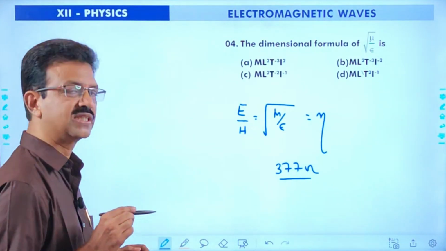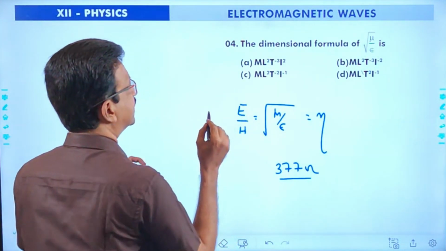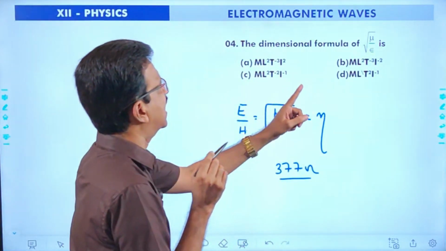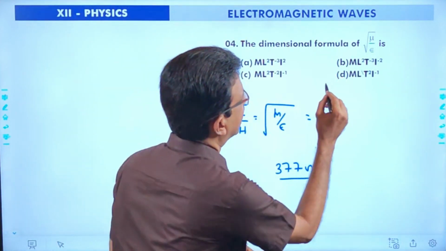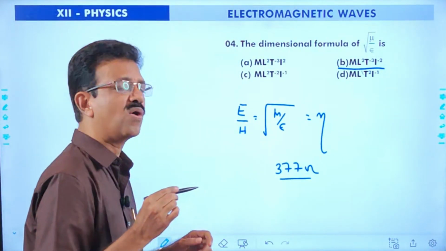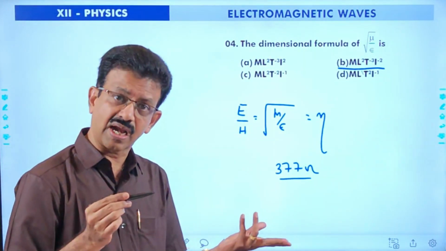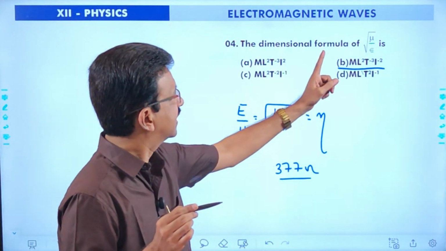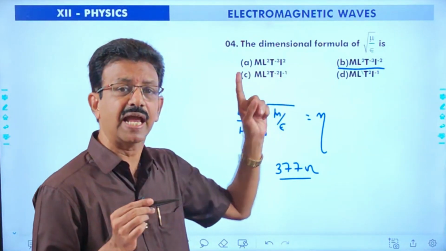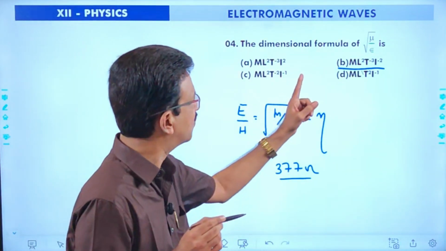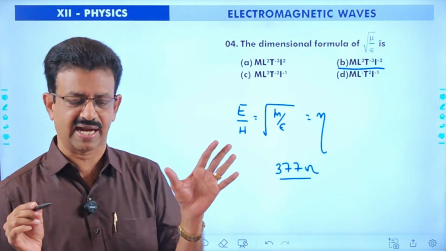Let us check the choices one by one. First choice is M L square T raised to minus 3 I raised to 2. It is wrong. Second one, M L square T raised to minus 3 I raised to minus 2. This is the dimensional formula of resistance. For current, you can write either I or A. Both are correct. Here, the dimensional formula of resistance is M L square T raised to minus 3 I raised to minus 2. Therefore, choice B is the correct answer.